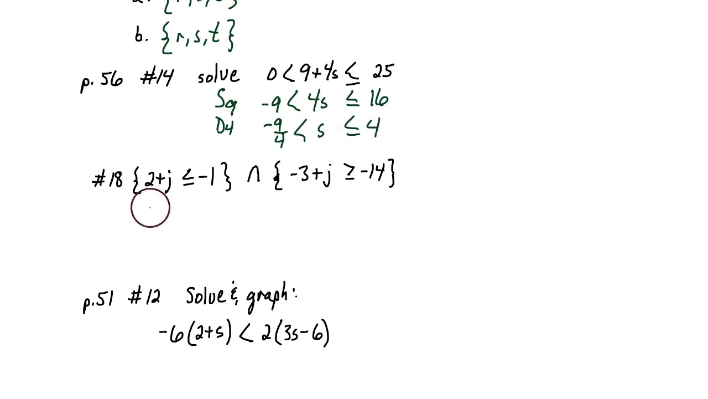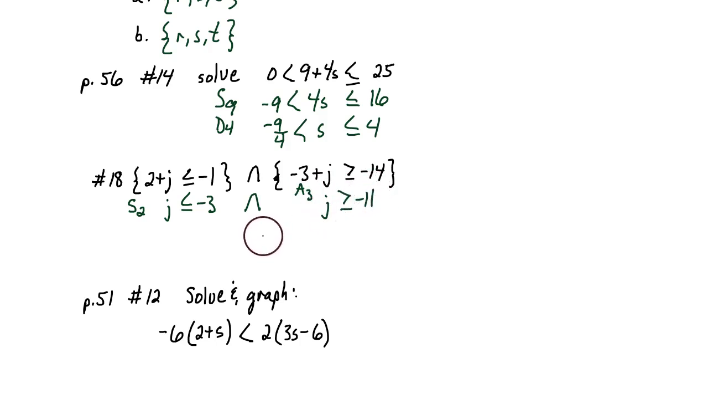Number 18, let's solve for j. First, solve for j in this first inequality by subtracting 2. We get j is less than or equal to -3. Then there's an intersection symbol. Now go over here and solve for j by adding 3 to both sides. We get j is greater than or equal to -11.